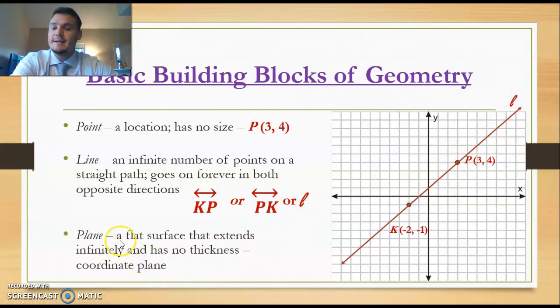And a plane is also a term that was created by this guy named Euclid, this ancient Greek. A plane is just a flat surface that extends infinitely and has no thickness. The plane that we should be most familiar with is the coordinate plane. You could also think of a plane as like your desk at school, maybe your table at home if you have a kitchen table or whatnot, but any really flat surface. But again, we're going to keep in mind that it extends forever and it has no thickness. But the coordinate plane is the most prominent one that we use.